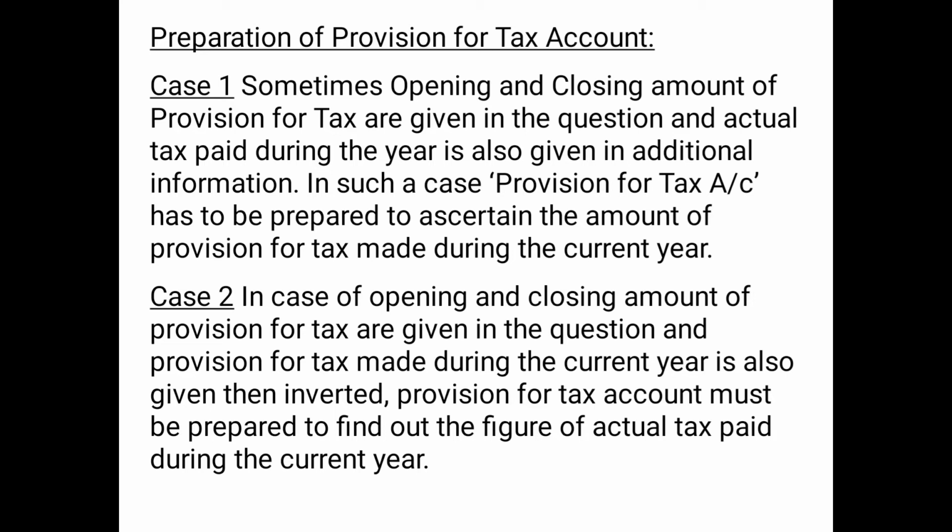Case number 2: in case the opening and closing amounts of provision for tax are given in the question, and the provision for tax made during the current year is also given, then in that case what we will do is again prepare the provision for tax account, but it will be prepared now to find out the actual tax paid during the year, which has to be deducted under the operating activity. So these are the two cases when you have to prepare the provision for tax account.